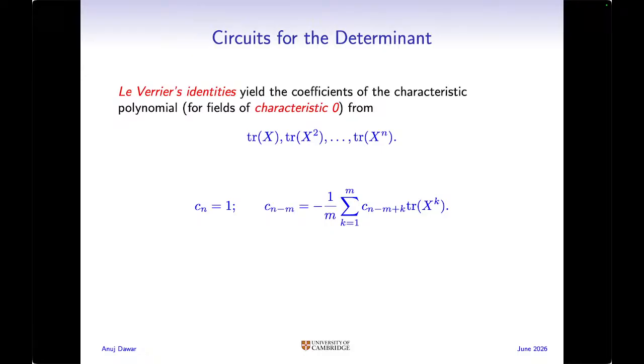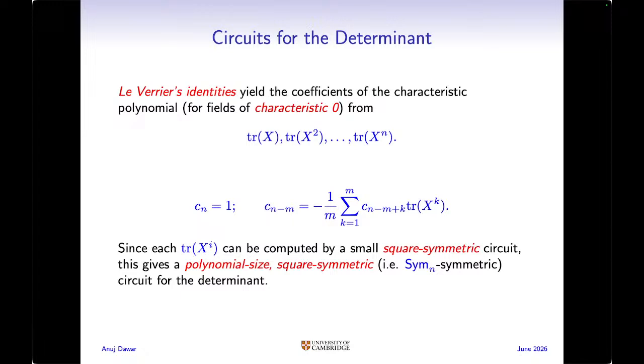In fact, here's the recurrence. Cn is 1, and then you recurse for decreasing values of that index. So Cn minus m is minus 1 over m, and you sum the previously computed coefficients times the trace of X to the power.